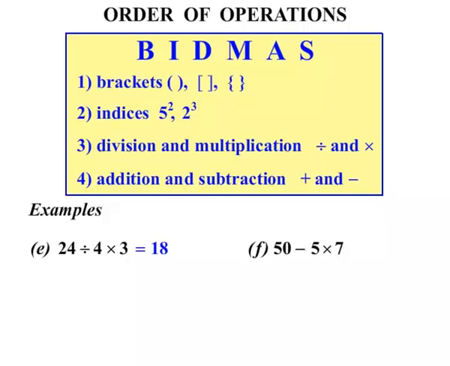50 minus 5 times 7. We have a subtraction and a multiplication. On our list, there's subtraction, there's multiplication. We're going to do the multiplication first, aren't we? So looking at that, 5 times 7, put brackets around that, we know it's 35. And the question then is 50 minus 35, and with a bit of practice we can just write the answer. That equals 15.